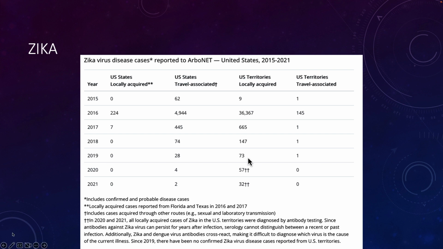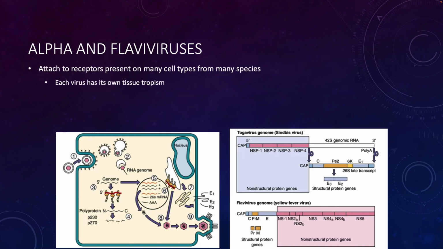We did have locally acquired cases of Zika in 2016 and 2017. Those were in Florida and Texas. We had a lot of travel associated cases. So it has been here, and there's nothing to really stop it from coming back. What these viruses do is they can attach to receptors on many different cell types in many different species, and each one of them has its own sort of tissue tropism.